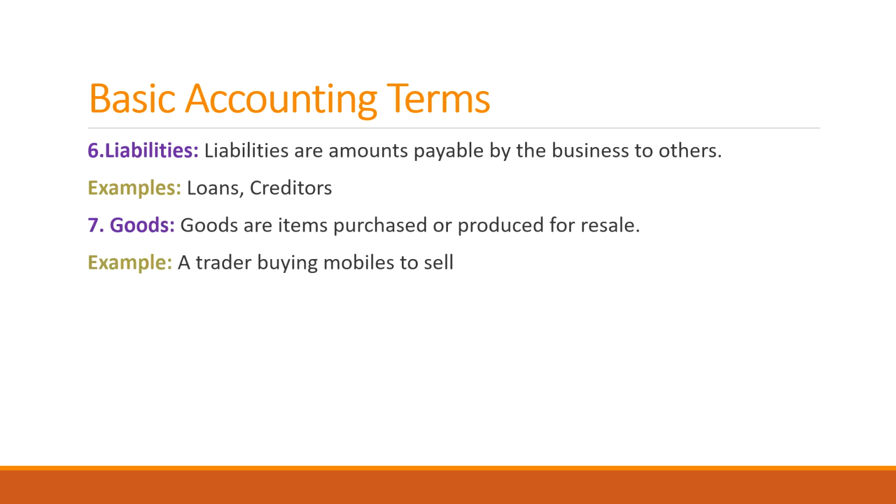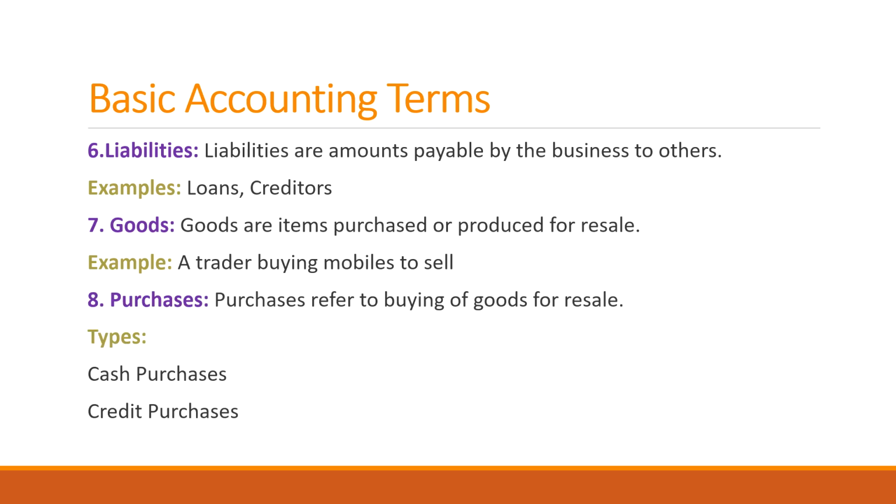Now, let us understand about goods. Goods are items purchased or produced for resale. For example, pens and notebooks bought to sell in the shop are called goods, or else any item which has been purchased for reselling purpose can be considered as goods. A trader buying mobiles to sell, so those mobiles can also be called goods. Got it?